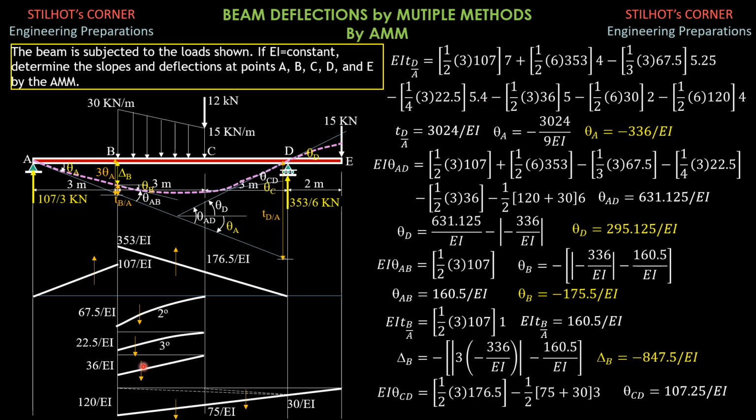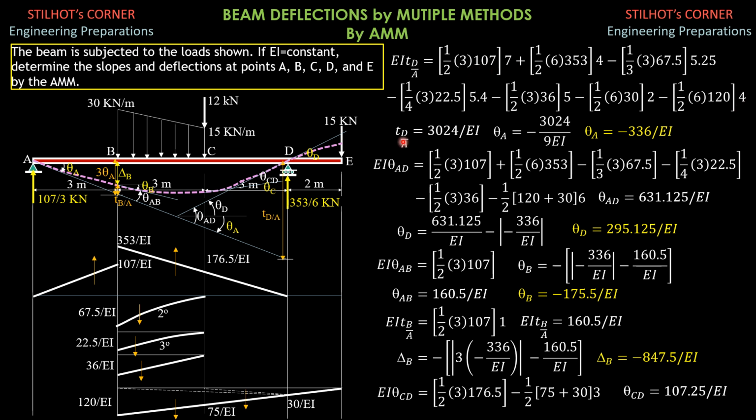And minus 1/2 of 3 times 36. This is 1, so that is 5, so times 5. Then let's divide this area here, which is trapezoidal, between B and D into two triangles. So first, let's have this smaller triangle. 1/2 of 6 times 30, then times moment arm, 1/3 of 6, so 2. Then finally, 1/2 of 6 times 120, 2/3 of 6 is 4.